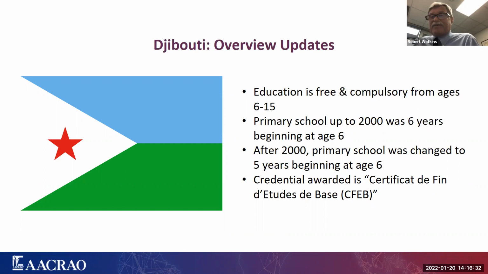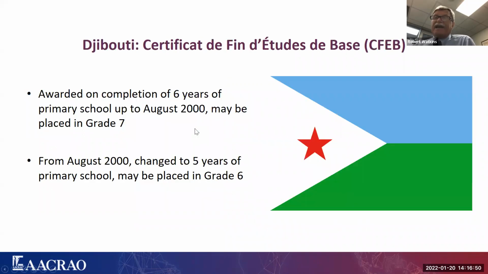The credential, however, did not change. The credential awarded, it's still the Certificat d'Aptitude de Base, CFEB, sorry. And so what we had to do, Mike, if you could go to the next slide, was bifurcate our credential advice to you, because you're still going to see some that are older. So you still want to do what we originally said, place them in grade 7. But now, if you get the newer credential, you'll want to think in terms of placing that individual in grade 6.